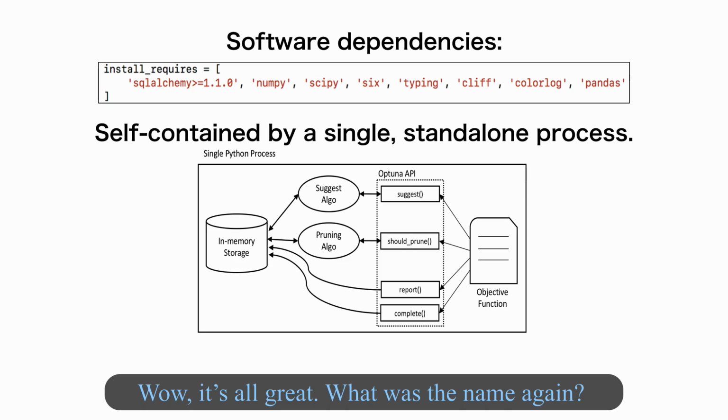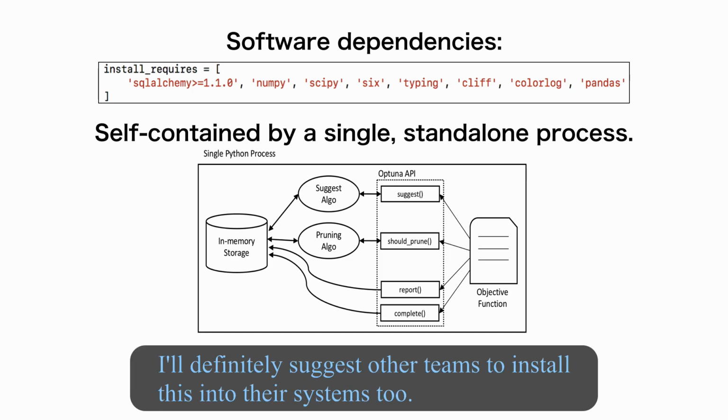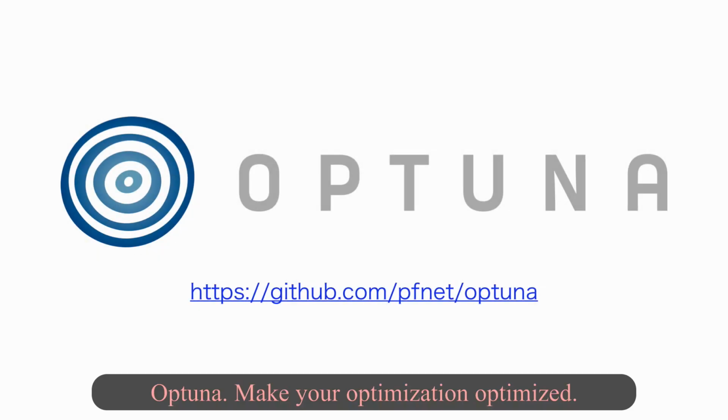Oh wait, but what was the name again? I'll definitely suggest other teams to install this into their systems too. Optuna. Make your optimization optimized.